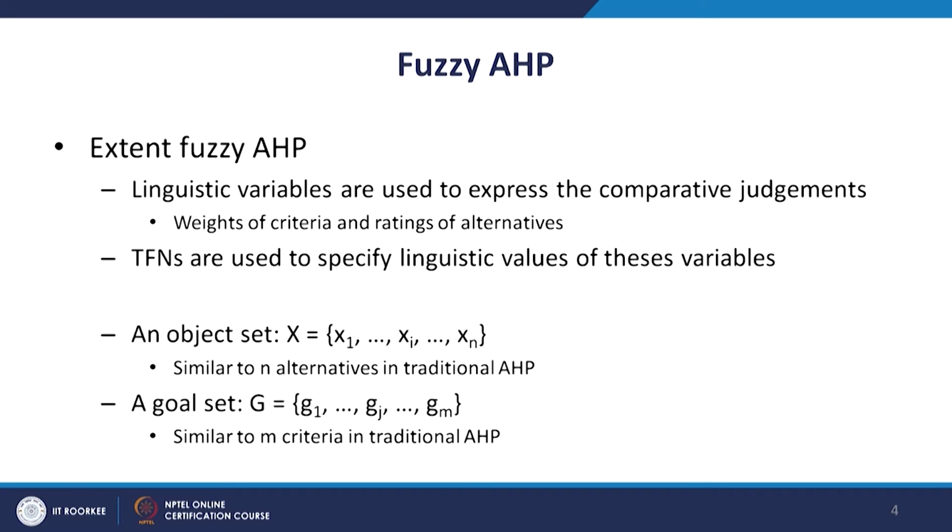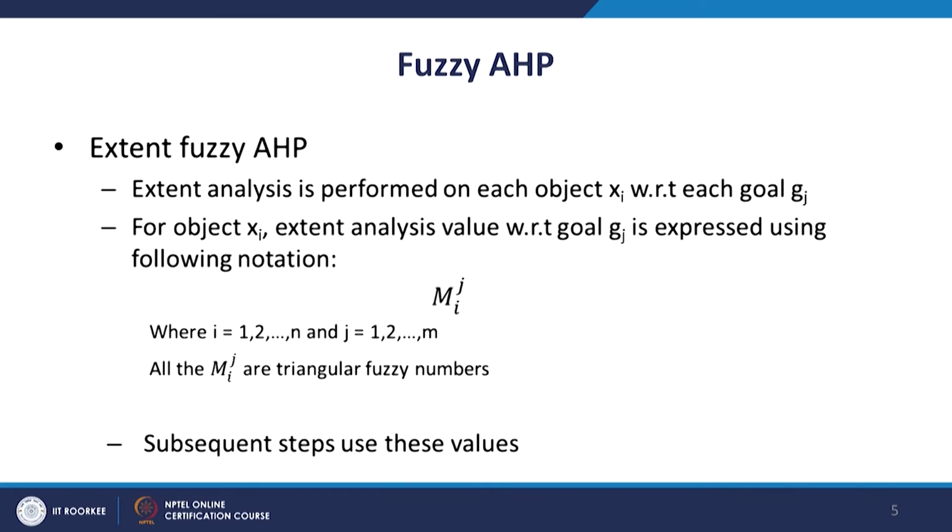So, we have the object set and its elements, and these objects have been compared with respect to the goal set. There could be a number of elements in the goal set. So, these comparison values are available with us. With this we will move forward and talk about the steps. One thing is that extent analysis is to be performed on each object x i with respect to goal g j.